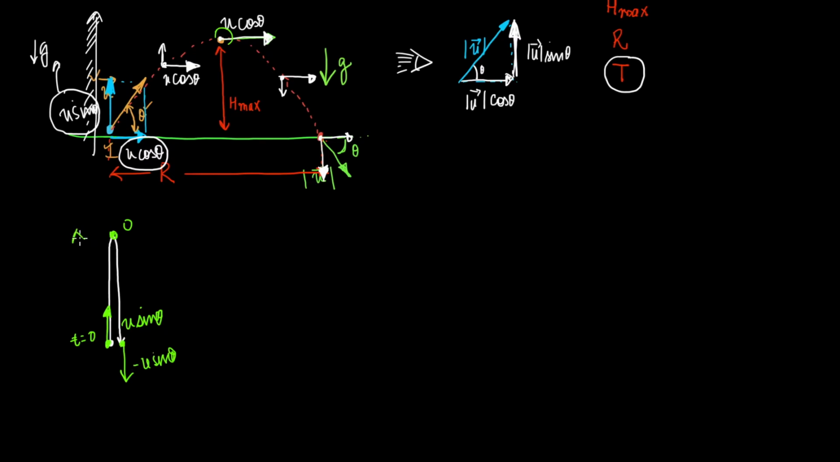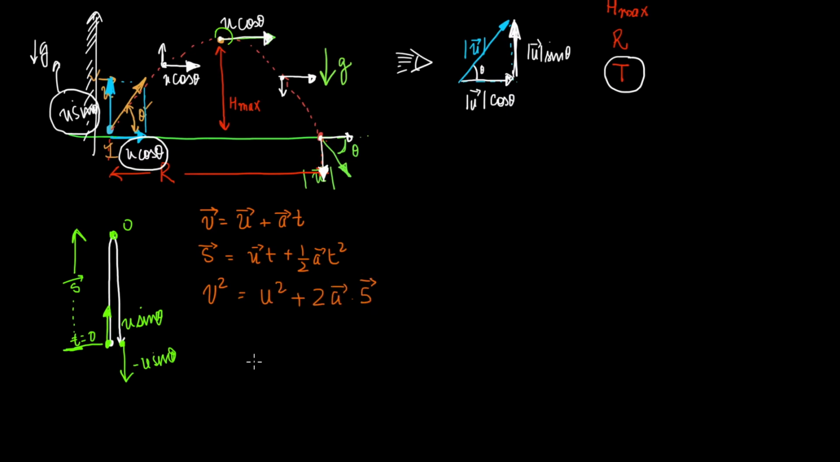So if this is our displacement vector, going from this point to the maximum point, then using the three equations of motion that we already know, so all of them are v equals u plus at, s equals ut plus half a t square, and the last one is v square equals u square plus 2 times the dot product of a and s. All right, so we can use these three equations in order to figure out h max.